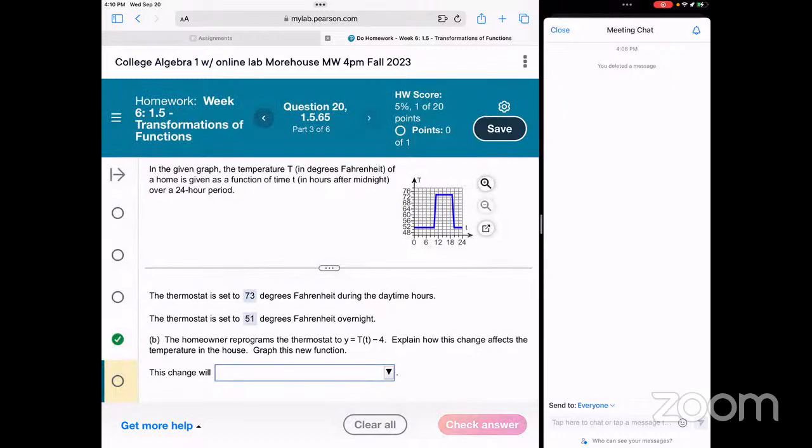The homeowner reprograms the thermostat to T of T minus 4. Explain how this change affects the temperature of the house, and then graph the new function. All right, so this section is all about transformation of functions. So notice that we subtracted a 4 on the outside of our original function, right? So outside manipulations typically cause a vertical change and they follow our intuition. So then this should be T of T that went down by 4. So that should lower the temperature by 4 degrees.